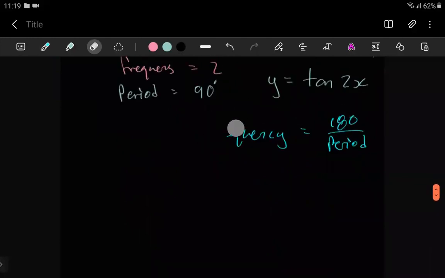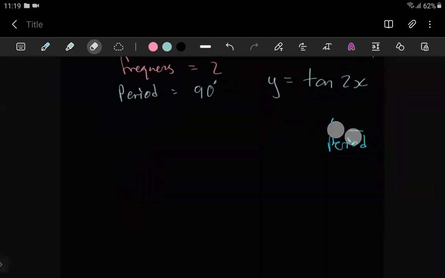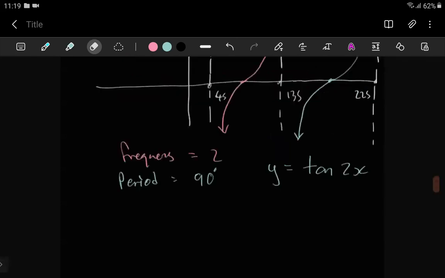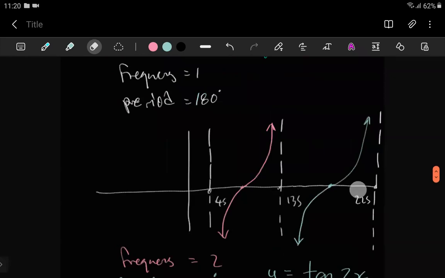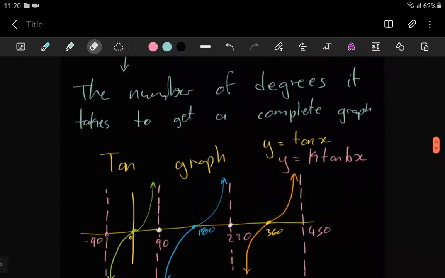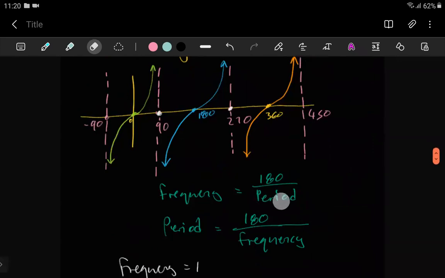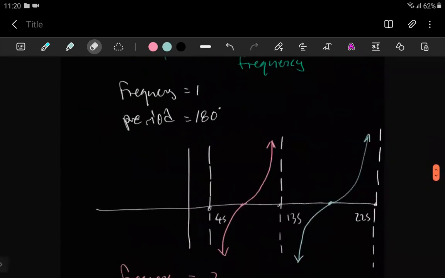But then if you wanted to use our formulas to get the period and the frequency, if you had to get the frequency looking at the image, you would just need to look at how long it's taking to get a full graph. Because if you're going to look for frequency, you need the period. So you'd look for the period first, so you can put it in your formula to get the frequency. So looking at your graph, you would look, okay, from 45 to 135.